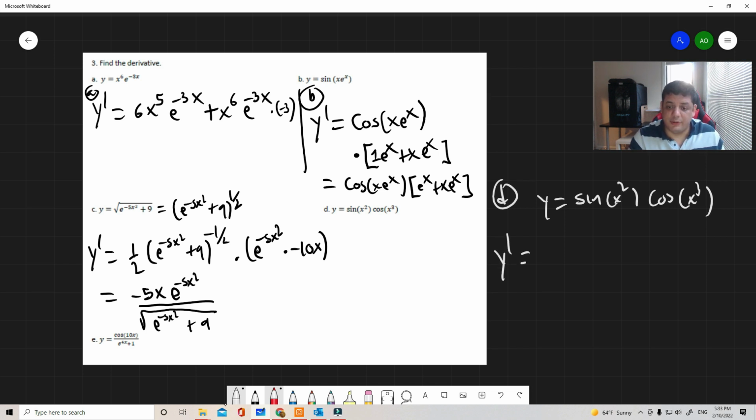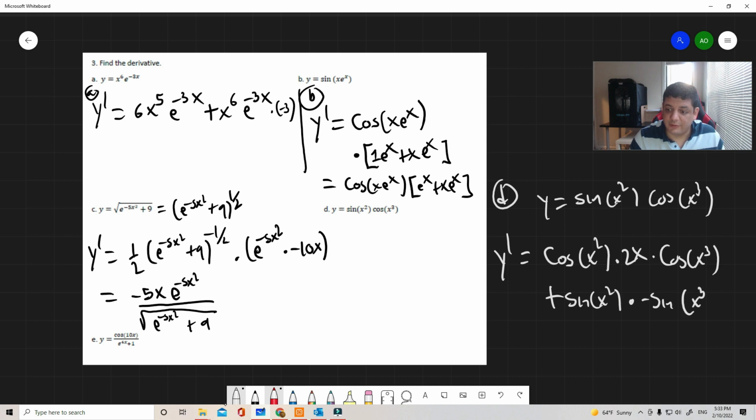So y prime is going to be, okay, derivative of the first one, which is going to be cosine of x squared times the derivative of the inside, 2x, times cosine of x cubed, plus, and now sine of x squared, we don't take the derivative in there, and we do take the derivative of cosine, so minus sine of x cubed, and then we take the derivative of x cubed, which is going to be 3x squared. Okay. This cannot be simplified further, just a little bit maybe, but there's not a lot of simplification to do.